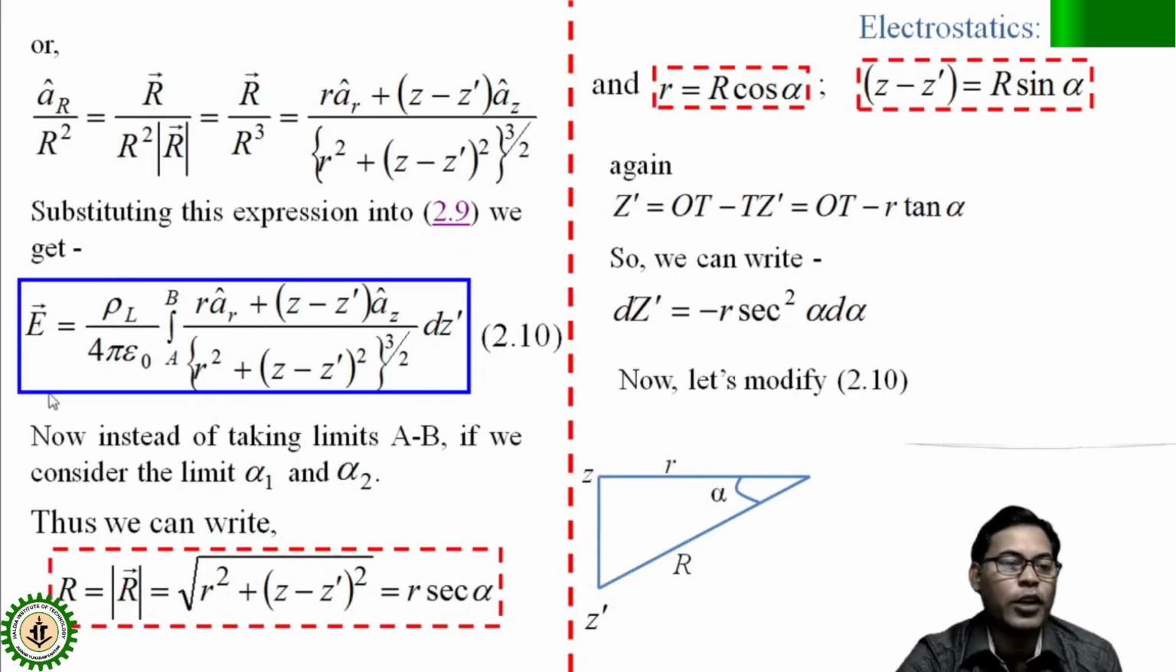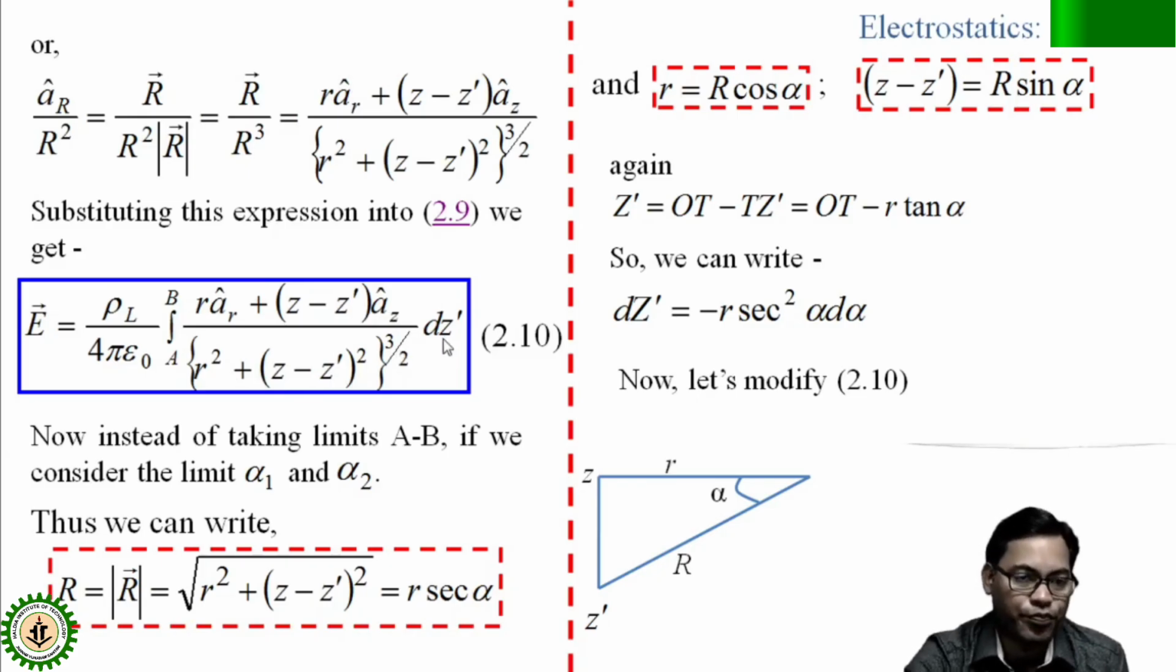So ultimately what we are getting is E equals rho l by 4 pi epsilon naught. All these terms are constant, so this is taken outside the integration. Integration from a to b of r AR plus z minus z prime az divided by r square plus z minus z prime square whole to the power 3 by 2, dz prime. Now instead of considering the limit a to b, if we consider the limits alpha 1 and alpha 2, what will happen, that we are going to see.